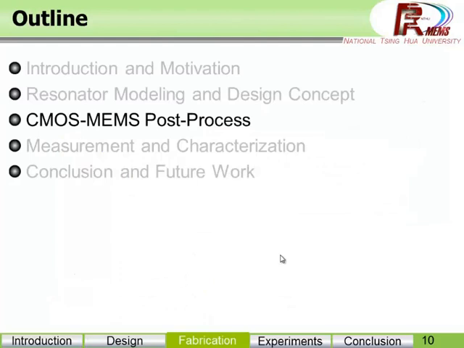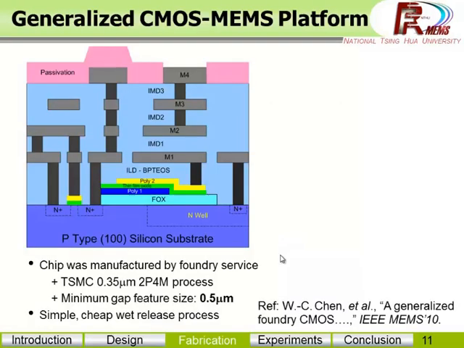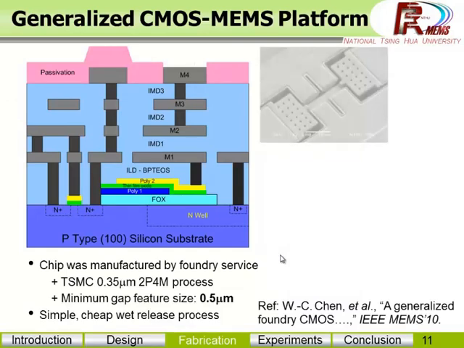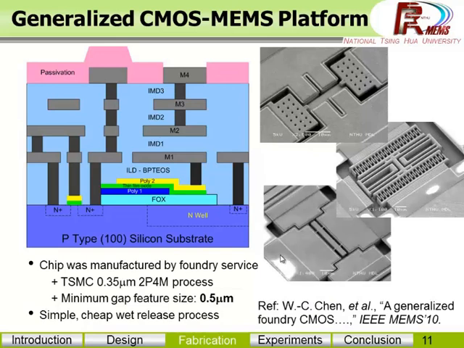And then I'll show you the fabrication process of the CMOS-MEMS switch. A generalized CMOS-MEMS platform developed for the CMOS-MEMS resonators was now adopted for switch fabrication. To fabricate the switch, the chips were manufactured utilizing the standard 0.35 2P4M CMOS process from TSMC, with a cross-section view as shown. And 2P means the two polysilicon layers, and 4M means the 4 metal layers, which are aluminum.